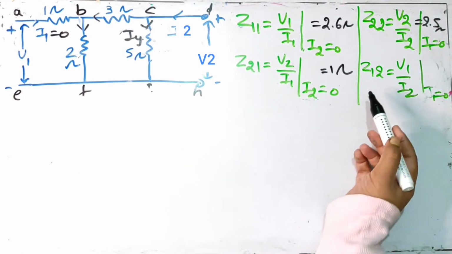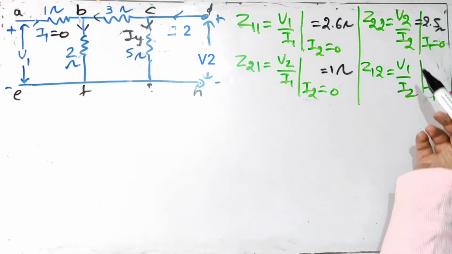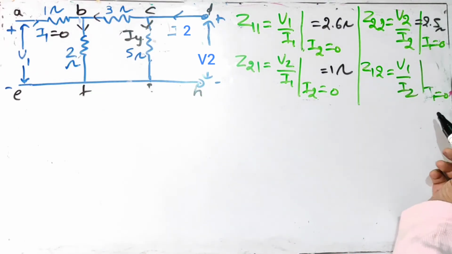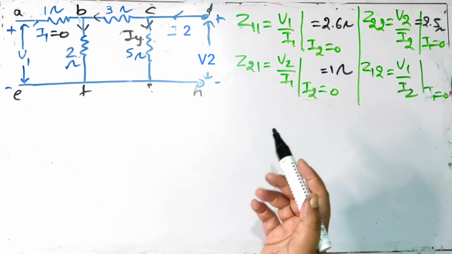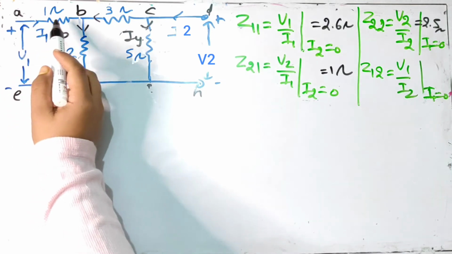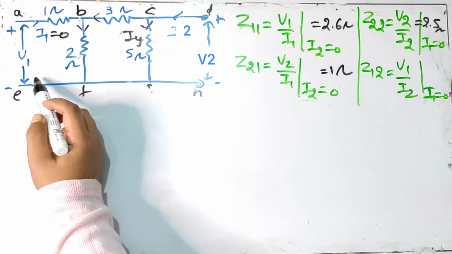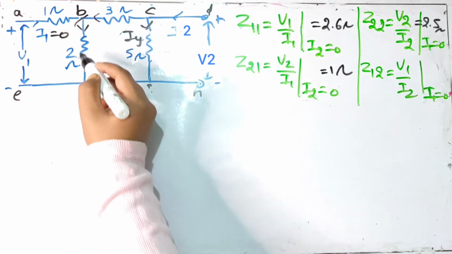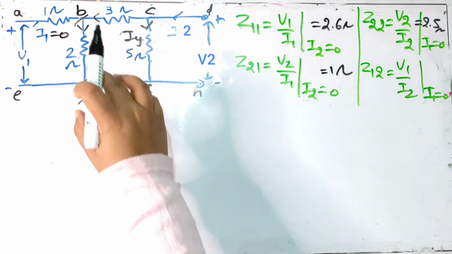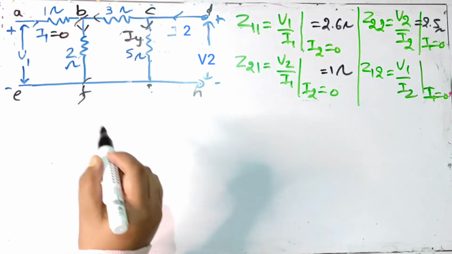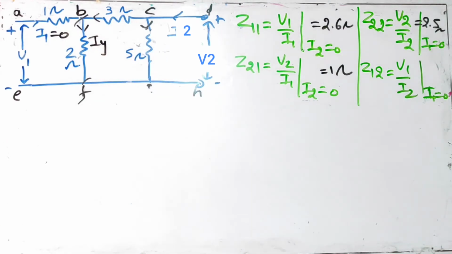Now let us find out the value of Z12. We're still assuming that I1 is equal to 0, because in order to find these two values, I1 has to be 0, that means input current has to be 0, that means input circuit has to be open. Now that no current is flowing through AB, that is 1 ohm resistor, the value of V1 will be the voltage drop across B and F, these two terminals, which means the voltage drop across 2 ohm is the value of V1. Let us assume that the current flowing through here is IY.